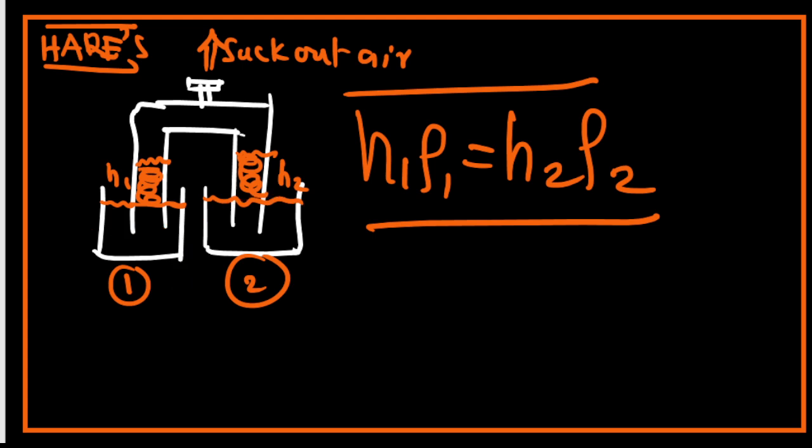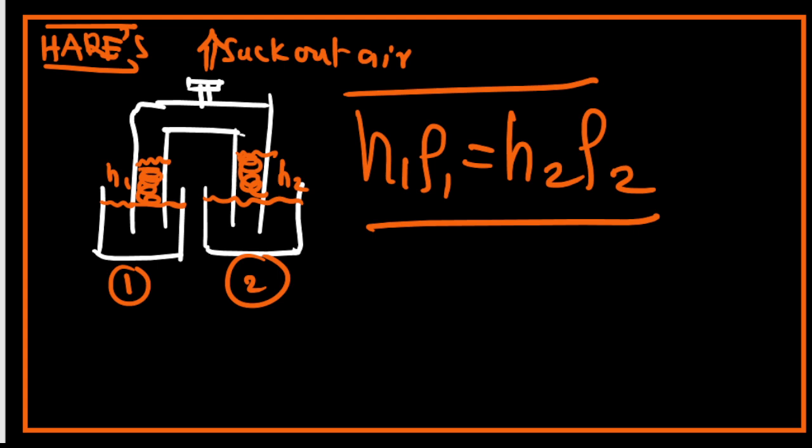So what do we do? In this S apparatus, it seems like a U-tube that is inverted. Here you have a tap. Through this tap, you can suck out air. When you suck out air, liquid rises from container 1 and container 2, as you can see in the diagram. So you record their respective heights H1 and H2. You may not be able to do this simultaneously when you are sucking out the air.